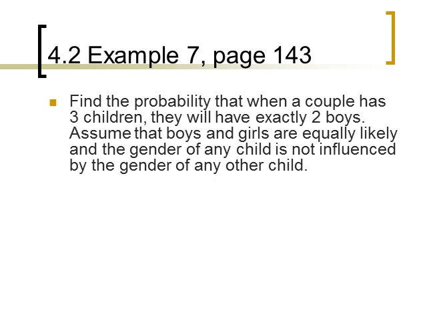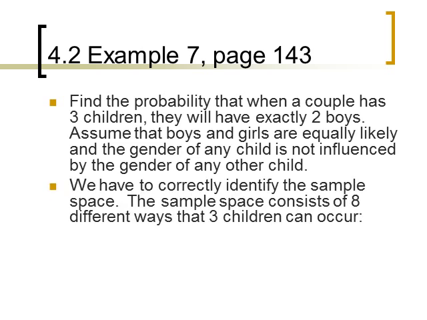Here's example 7 on page 143. Find the probability that when a couple has 3 children, they will have exactly 2 boys. Assume that boys and girls are equally likely, and the gender of any child is not influenced by the gender of any other child. Well, we need to correctly identify the total sample space, which means we need to list all the different outcomes that could occur if these people want to come up with exactly 2 boys and they have 3 children. So the sample space consists of 8 different ways that 3 children could occur.